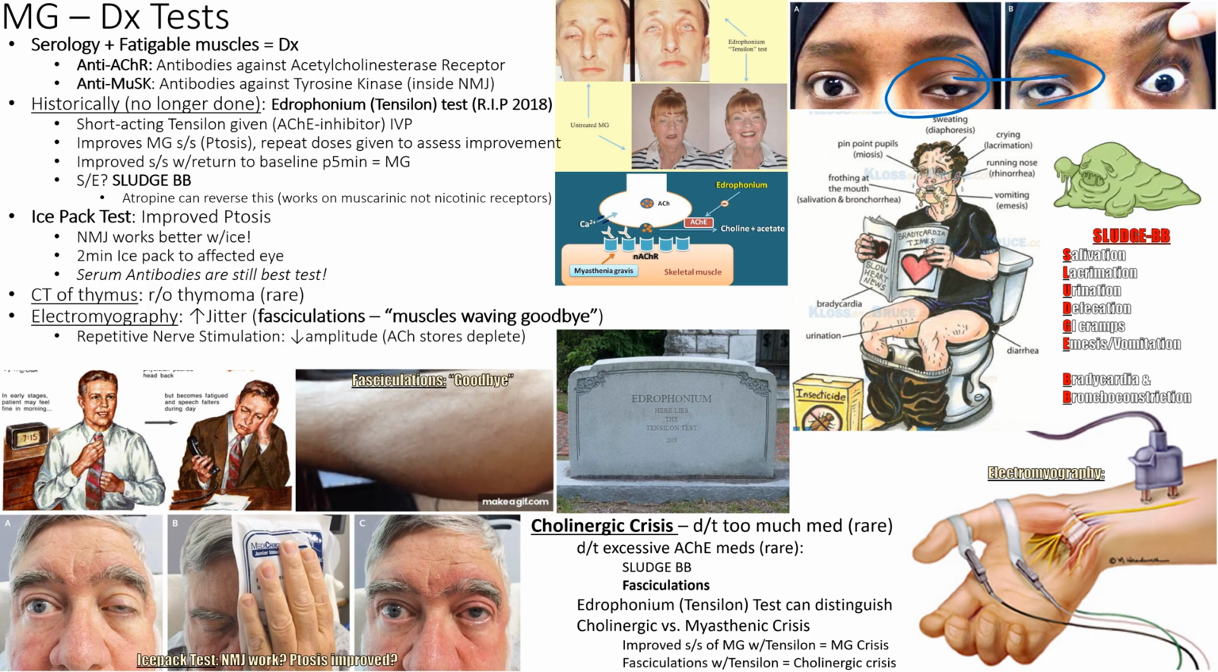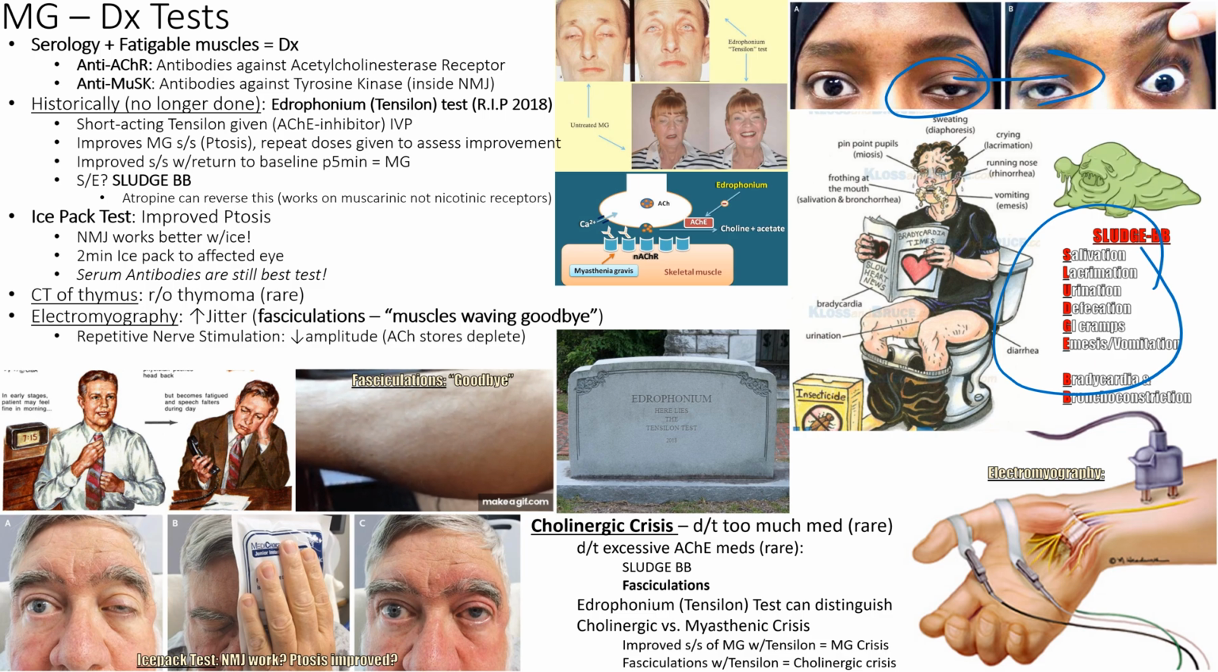Obviously, the side effects are SLUDGE BB because you're going to have too much acetylcholine, right? You have salivation, lacrimation, urination, defecation, GI upset, and emesis, right? And you're going to have BB. What's BB? That's bradycardia, not tachycardia, and bronchoconstriction. So that sounds like a really good SATA question, right? Like, identify the following SLUDGE BB, okay?